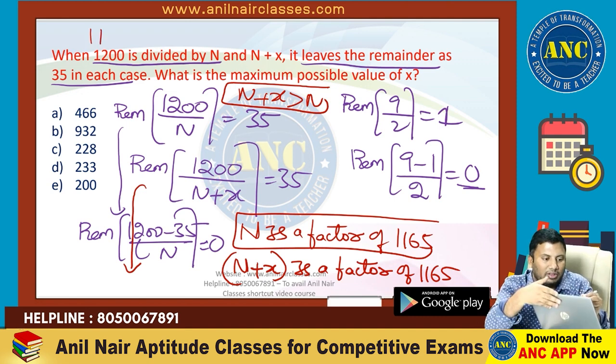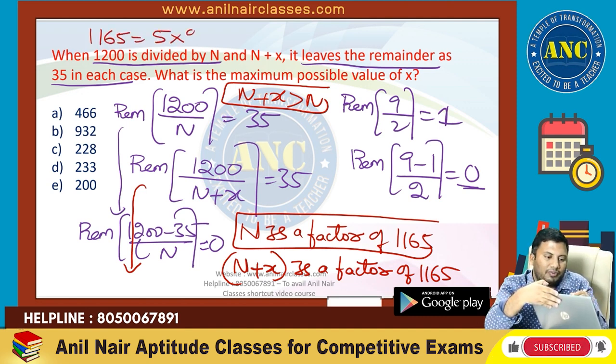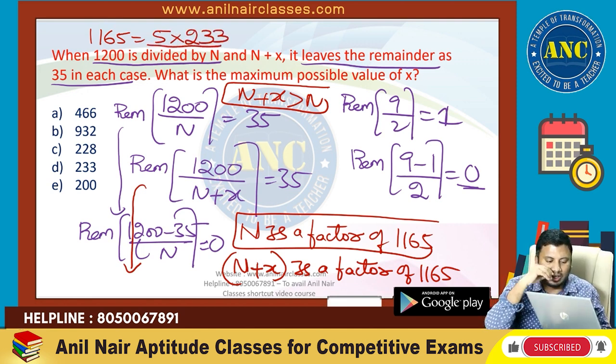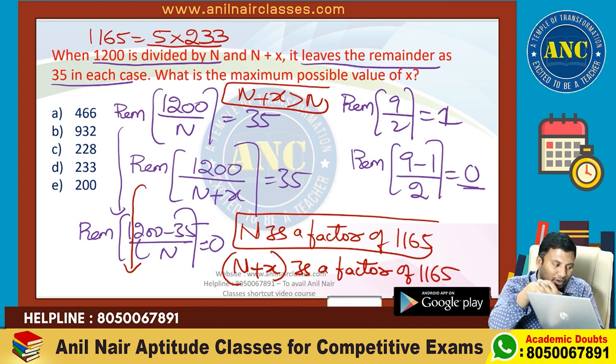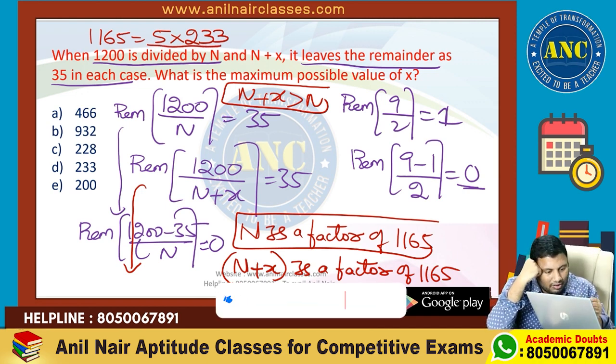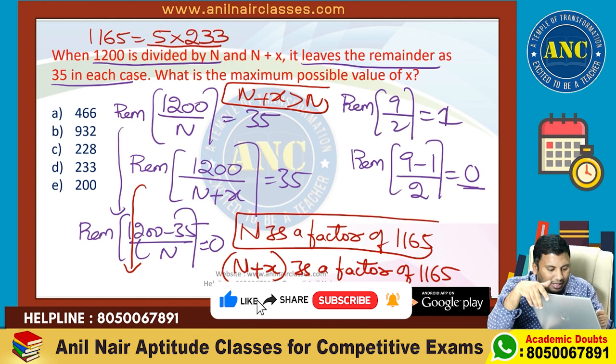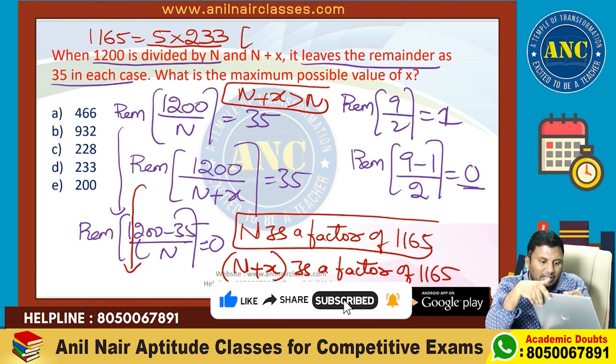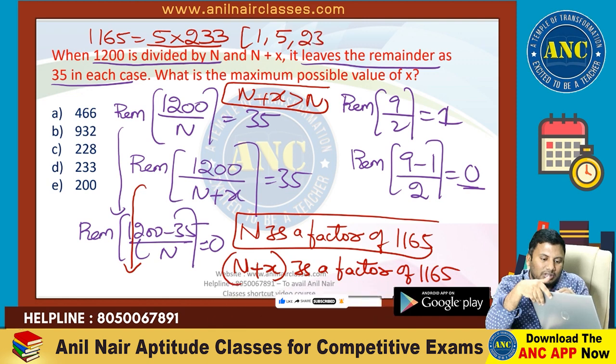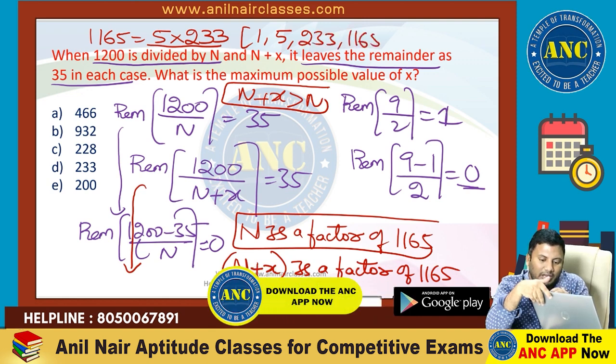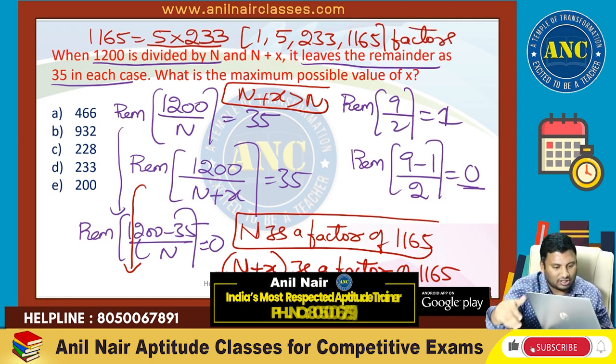Let me write down the factors of 1165. 1165: 5 2s are 10, 5 3s are 15. It is 5 times 233. Now listen carefully. 1165 divided by n, remainder is 0. So the factors of 1165 are 1, 5, 233 and 1165. These are the factors of this number.